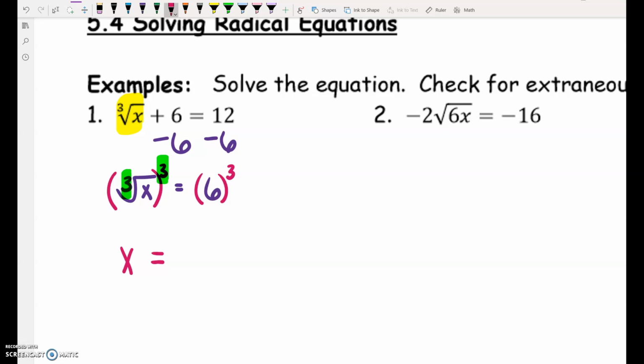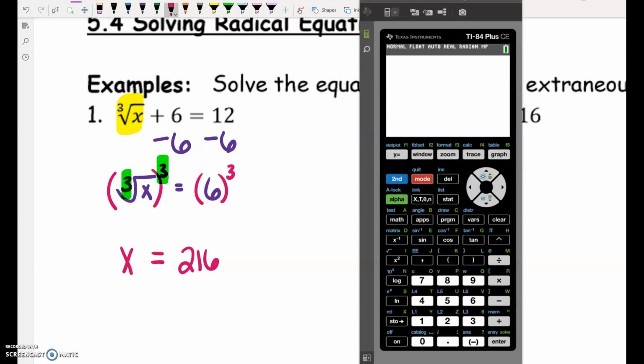So if you happen to have your perfects chart handy, 6 to the third is 216. On a calculator, you may think that the parentheses are a little bit overkill, but I like to put the number in parentheses just in case there's a negative that we have to take into account. You use the little caret, the exponent button, to raise it to the third, and we get 216.